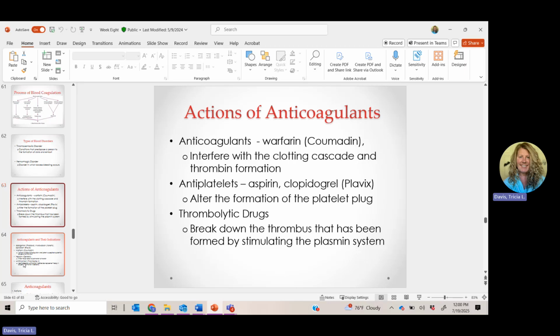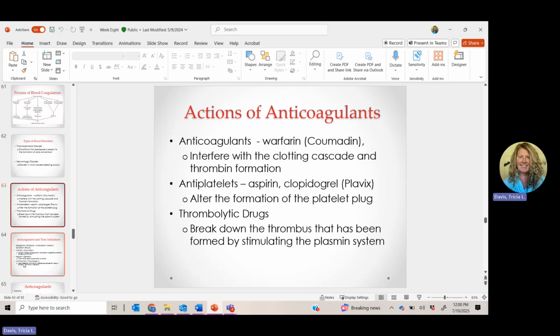Antiplatelets, they are going to alter the formation of platelets. So they work differently than anticoagulants. They don't interfere with clotting, they interfere with platelets. Antiplatelet medications are going to be aspirin, clopidogrel. Okay, then we have our thrombolytic drugs, which break down the thrombus that has been formed by stimulating that plasma system.